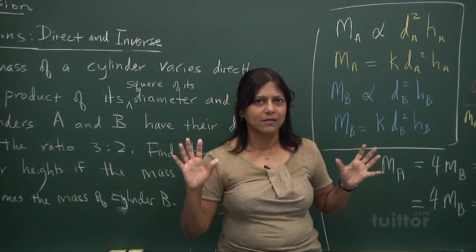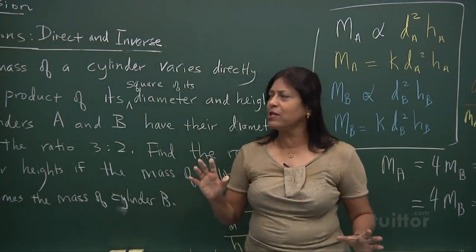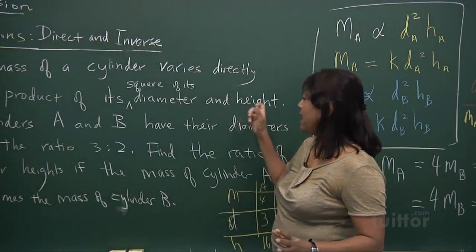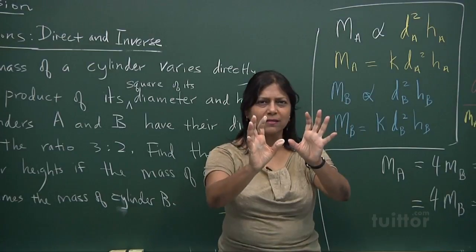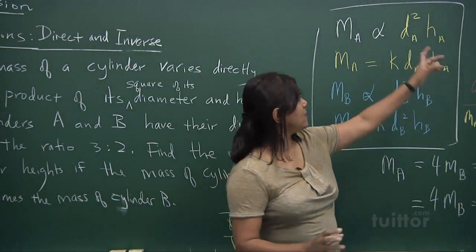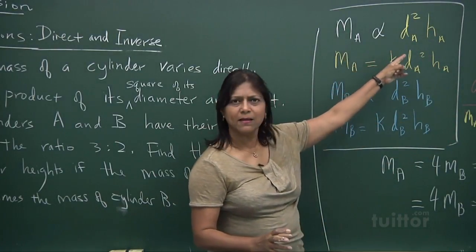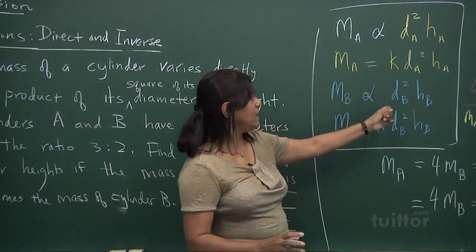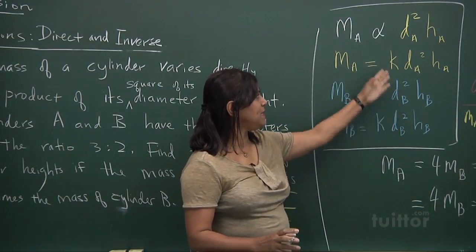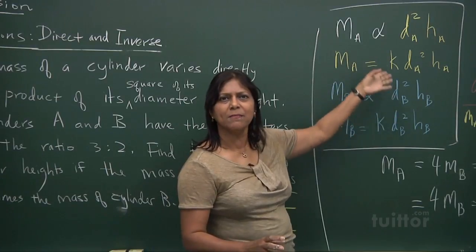Direct and inverse. In this case, it's a direct variation. It's the square of the diameter and the height. It's a product of 2 things. Nothing to fear. Write the formula down: mass of A, introduce a constant. Here you introduce a constant, also mass of B. They're the same material, so the constant can be the same.